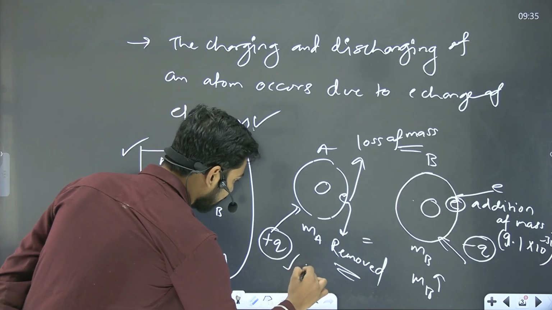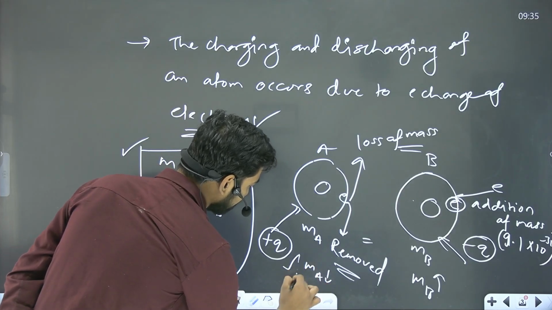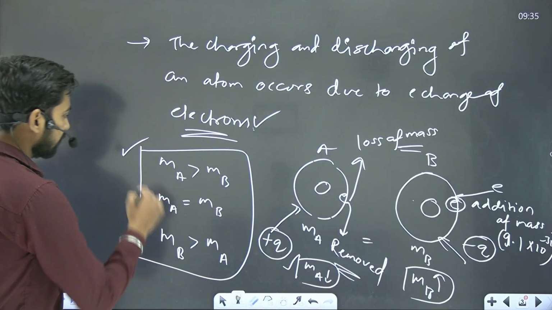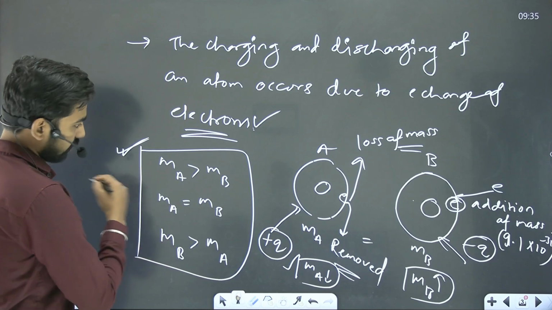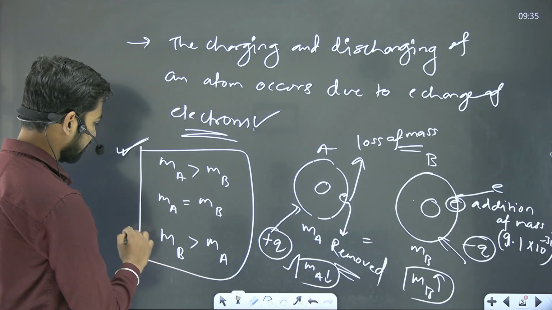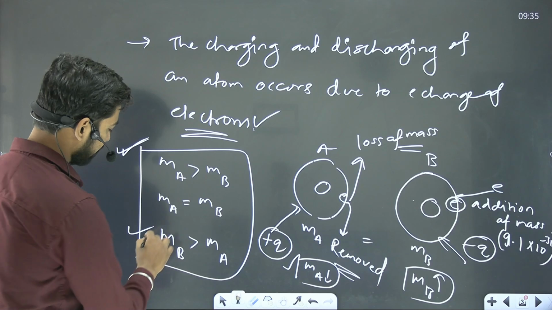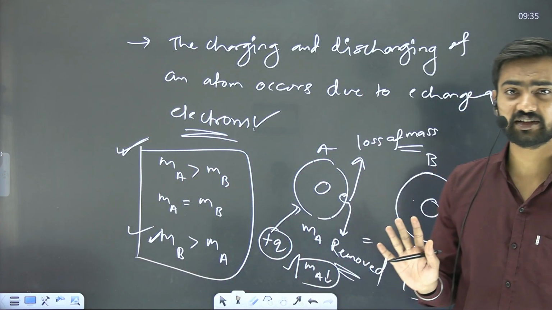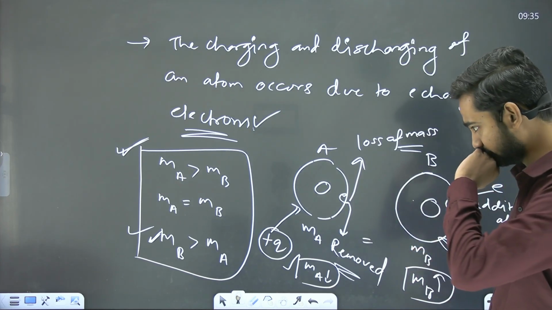So by this process, we have seen that the mass of B is increasing, but the mass of A is decreasing. So we are clear that the mass of B is higher than the mass of A. It is the correct option. So this is how the charging and discharging process occurs.